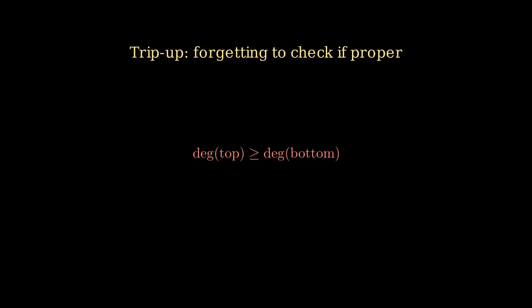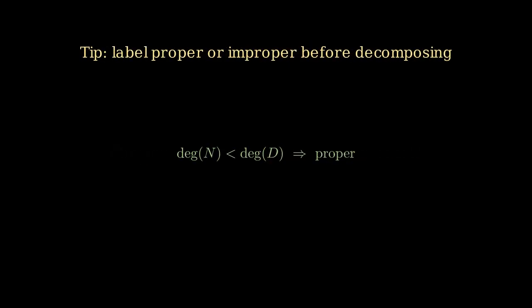If the top's degree is greater than or equal to the bottom's degree, and you skip the long division, the decomposition you write down will not actually equal the original expression, even though the algebra looks fine. So here's a teaching tip. Before you write any decomposition, explicitly compare the degree of the numerator and the degree of the denominator, and write the word proper or improper right next to the integral. If it's improper, do the long division first, as its own separate step before you ever set up the partial fractions.